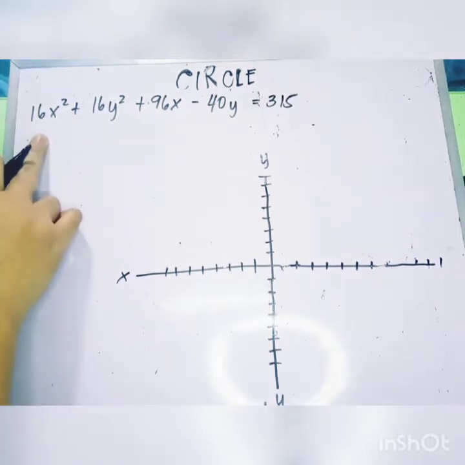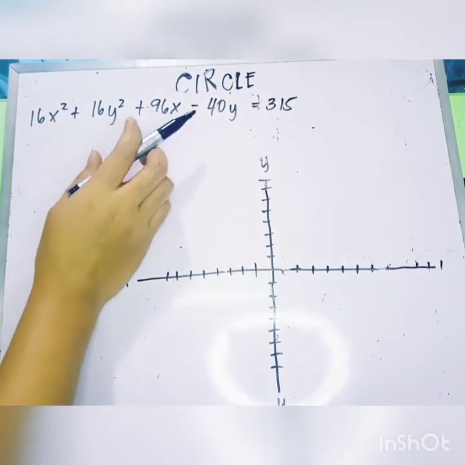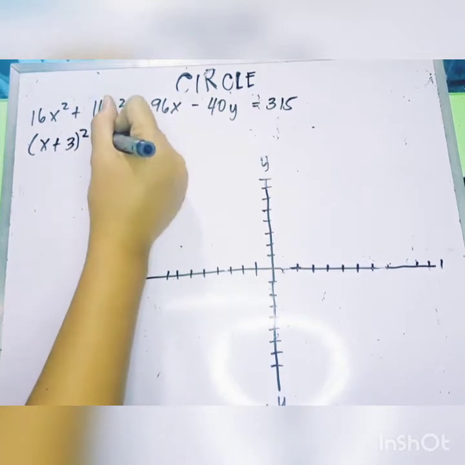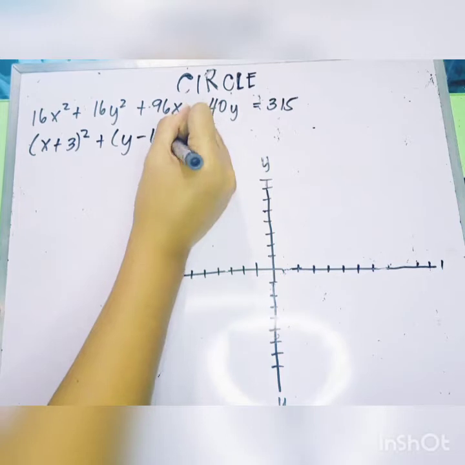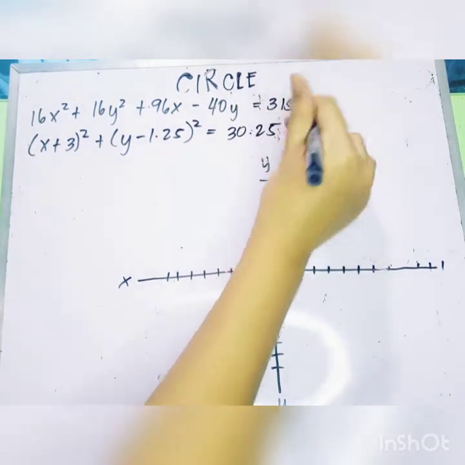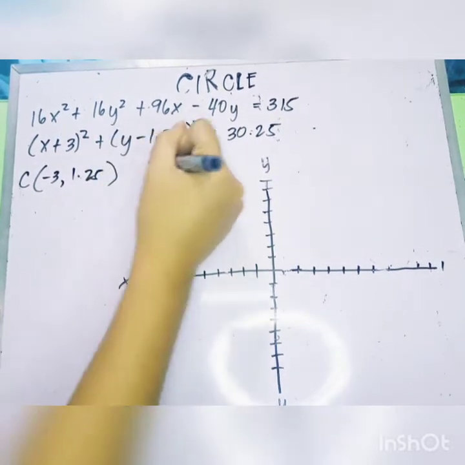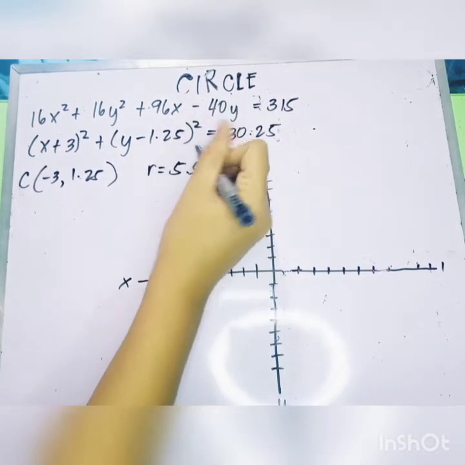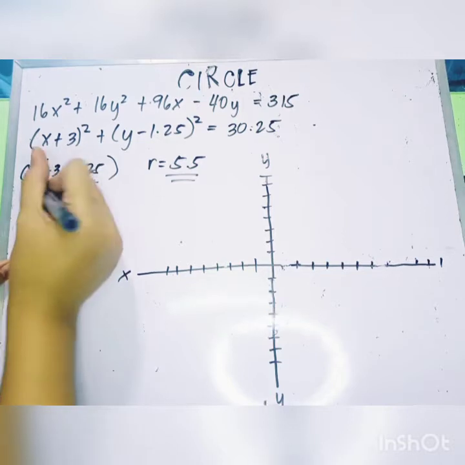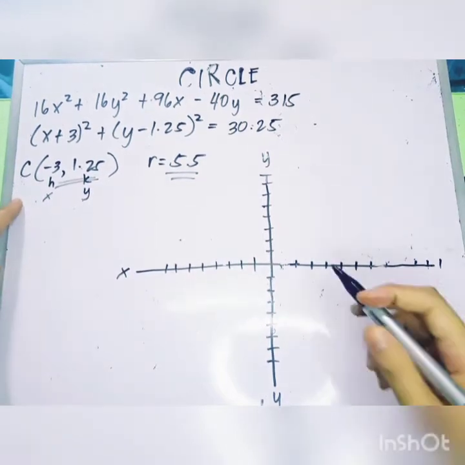Okay, so let's have example number 3. From the general equation, which is 16x squared plus 16y squared plus 96x minus 40y equals 315, we'll get the standard form of x plus 3 squared plus y minus 1.25 squared equals 30.25. Where the center we get is negative 3, comma, positive 1.25. And for the radius, we get the value of 5.5. Okay, so having these two again, we can graph the circle. Again, this one is h, and this is k, where h is the x-axis, and k is the y-axis.